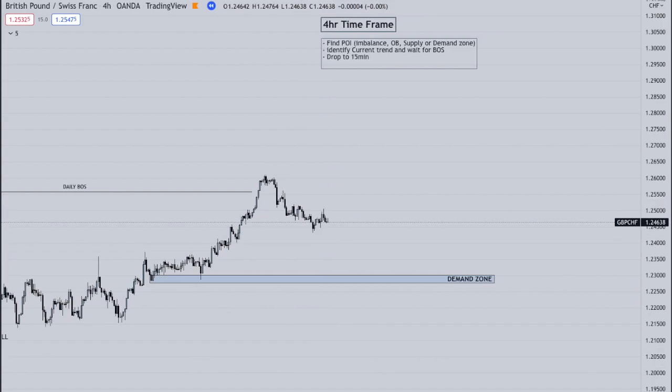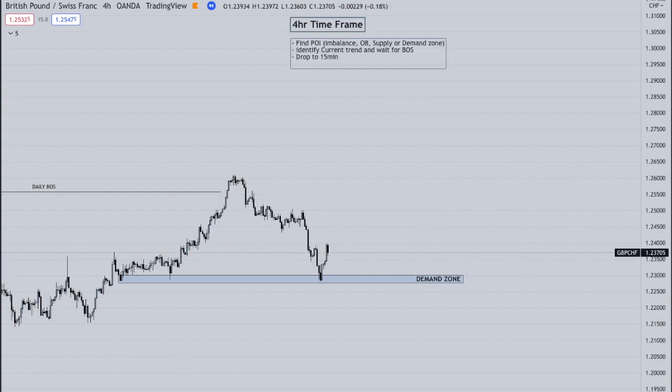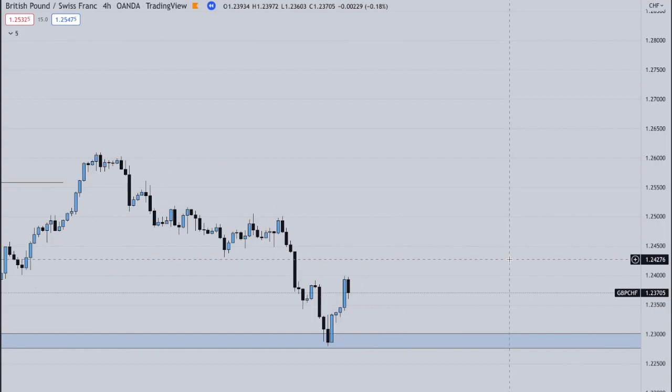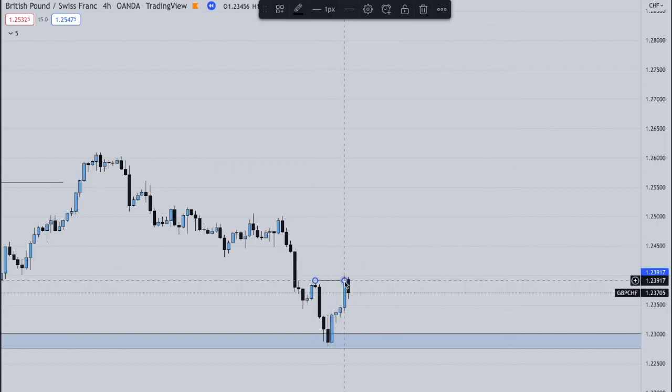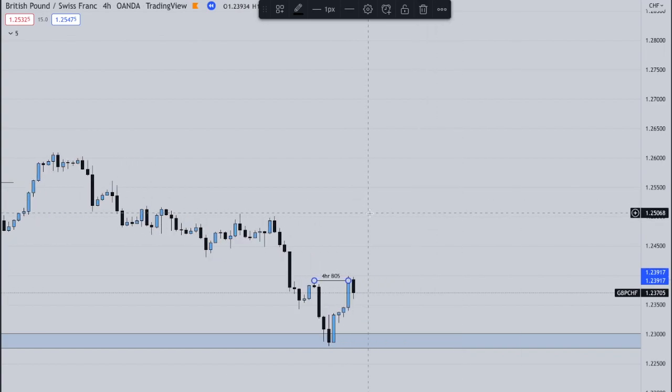Let's look at price and possibly bounce off our level of demand. Okay, we see that price has come down and it's tapped our level of demand and it's starting to push back up. Okay, so this is our last lower high. So let's see if we get a break of structure. Okay, let's go ahead and mark that up. So on the 4-hour, we have a break of structure. Let's go ahead and notate that, 4-hour BOS.